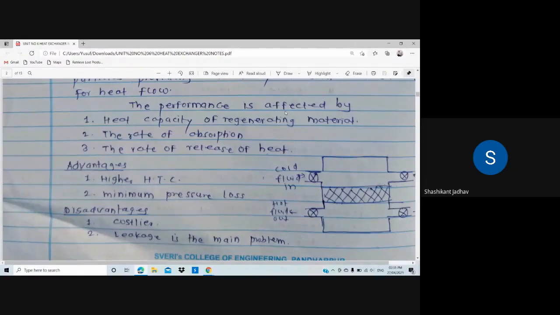Okay, then we have to write down the disadvantages of this type of heat exchanger. Write down first, it is costlier. याची जी काय कॉस्ट आहे ती जास्त आहे. So this is the disadvantage, that is costlier. And second, leakage is the main problem. तर ह्या हीट एक्सचेंजर मध्ये लिकेजचा प्रॉब्लेम जो असणार आहे तो जास्त असणार आहे. So the second disadvantage of regenerative type of heat exchanger is that leakage is the main problem.